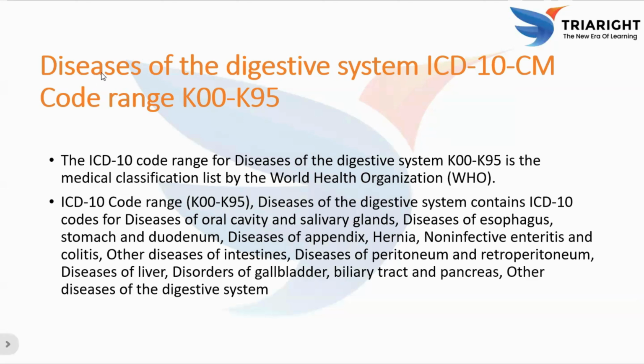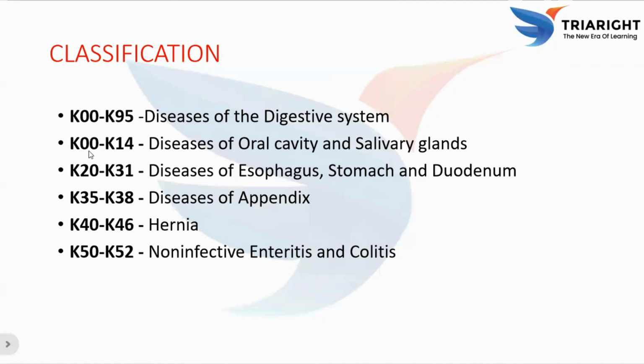In this topic, we cover the ICD-10-CM coding for the diseases related to the digestive system, and WHO has assigned the code range K00 to K95 for all the conditions related to the digestive system. What conditions are involved in this classification, we will learn in detail. And this is the classification of ICD-10-CM coding ranges in the digestive system. K00 to K95, the diseases of the digestive system.